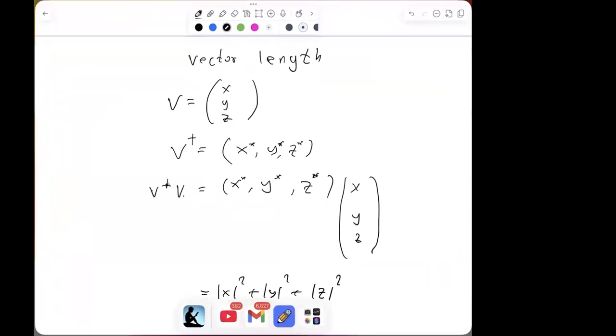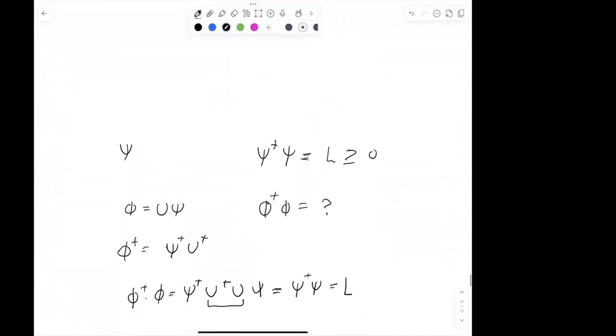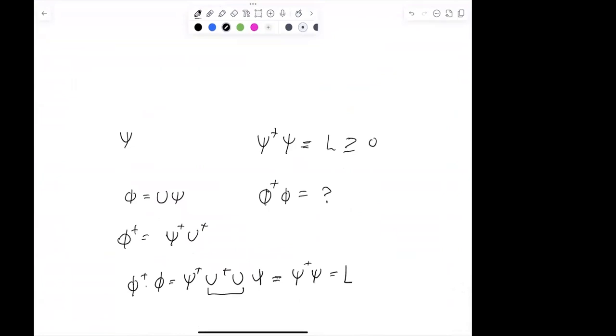Finally, let's do a nice trick. Let's say that we have a wave function, which is called psi. Now, as I showed before, if I multiply psi transpose by psi, I will get its length. And it's a real number that is, of course, larger than 0, unless it's 0.